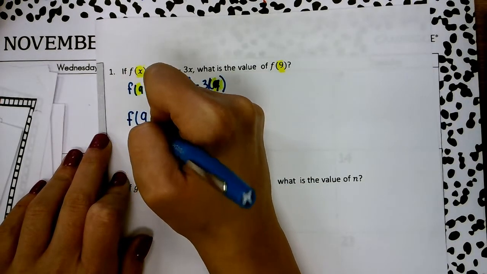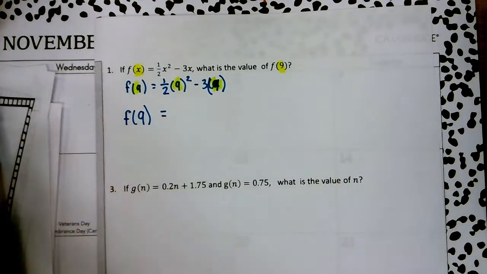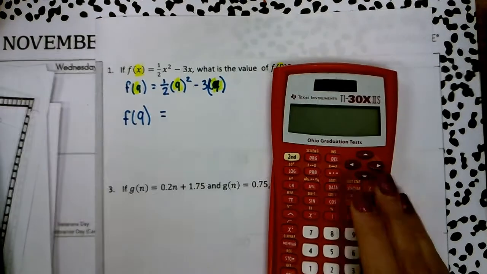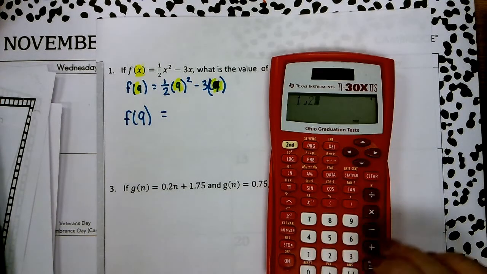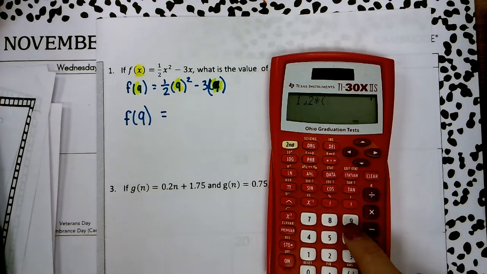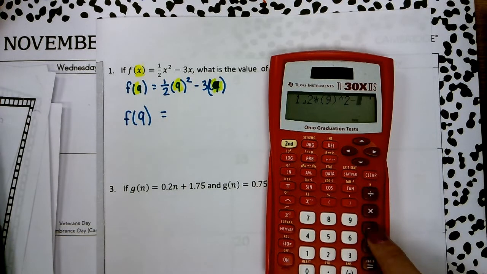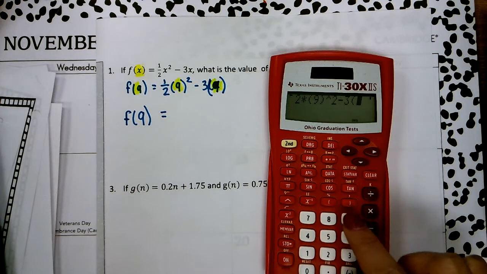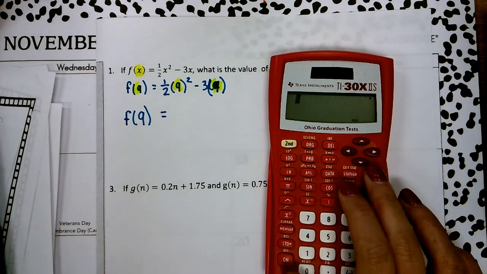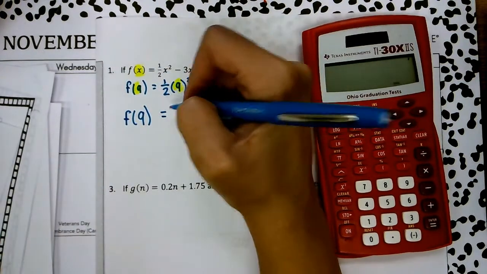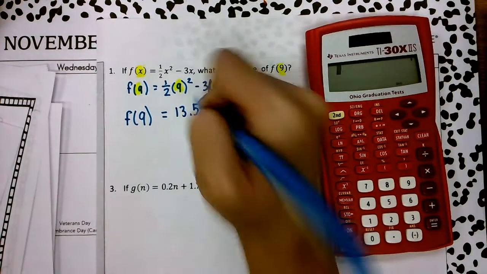So f of 9 is equal to, and now this, I'm just going to type this in my calculator. So I'm going to do 1/2 times, in parentheses, 9, close the parentheses, squared, minus 3, parentheses, 9. And I get that f of 9 is equal to 13.5.